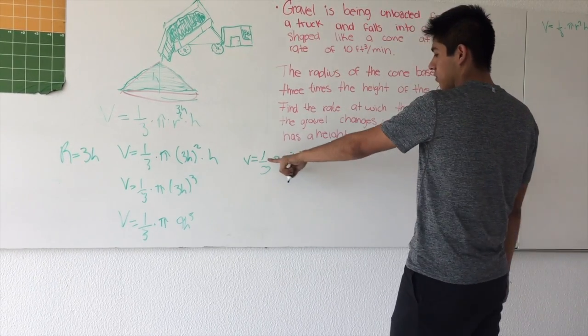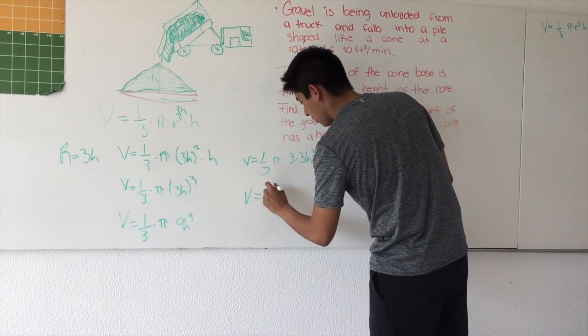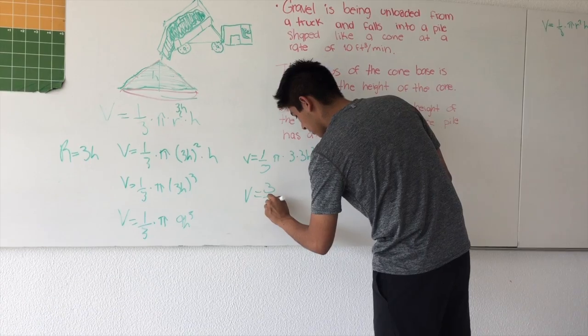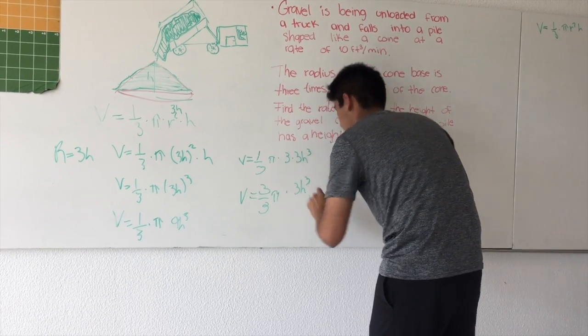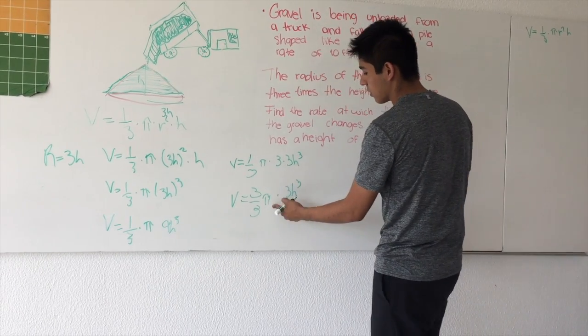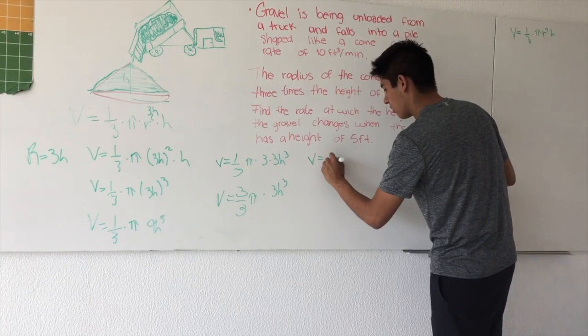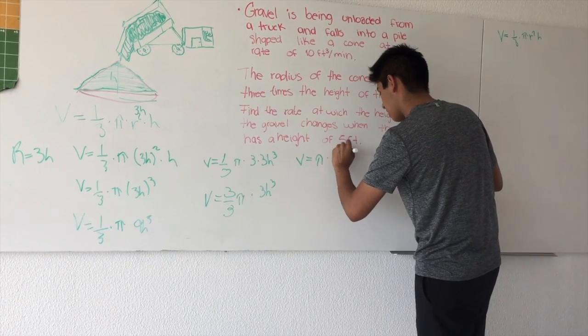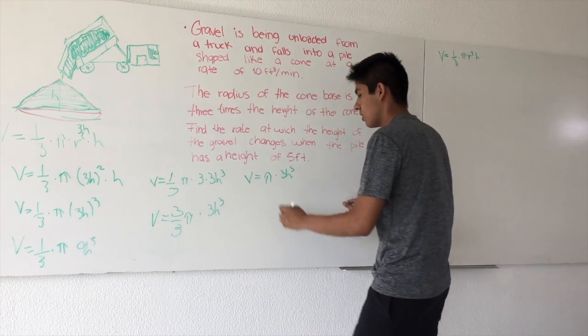So we can simplify this: 1/3 multiplied by this 3. So now we have volume is equal to 3/3 of pi times 3h cubed. This is equal to 1, so now we have just pi. So now that we have volume is equal to pi times 3h cubed, we can derivate this so we can solve the problem.